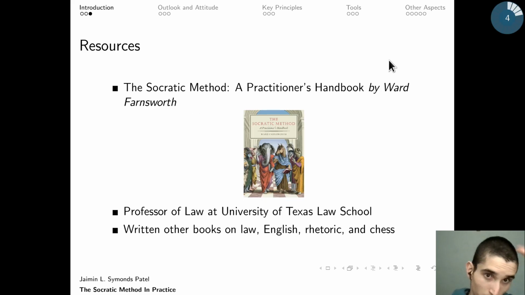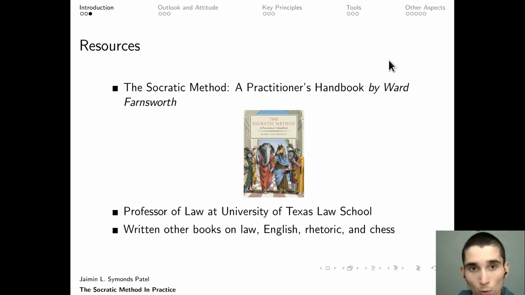So, resources. The main resource I used was this book. It's The Socratic Method: A Practitioner's Handbook, written by Ward Farnsworth. He is a professor of law at the University of Texas Law School. He's written a bunch of other books on law, English, rhetoric, and chess.